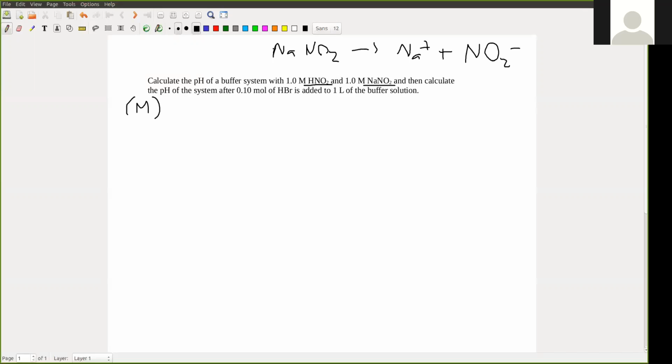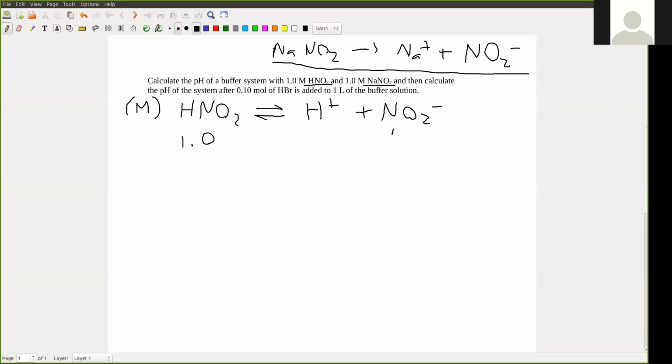and then we're going to focus on the acid. So nitrous acid, HNO2, is a weak acid, so it'll be in equilibrium with protons plus nitrite ions. And we know that we're starting off with 1.0 molar of nitrous acid. And because of this dissociation that we listed up here, we're also going to have that same amount of nitrite ions. But we start off with no protons. So this is our I, our initial.